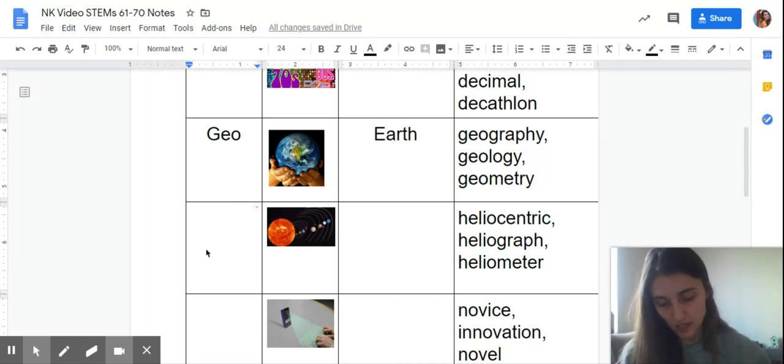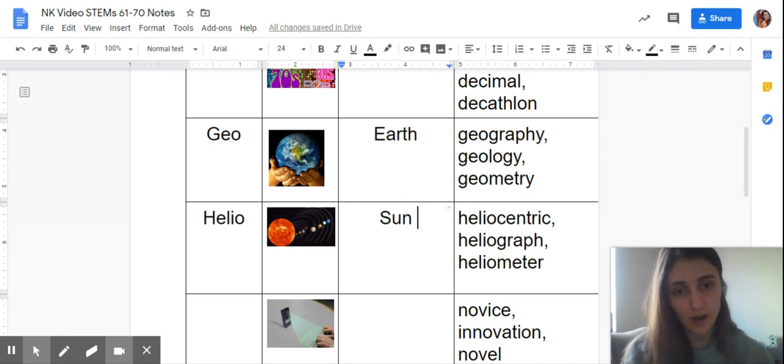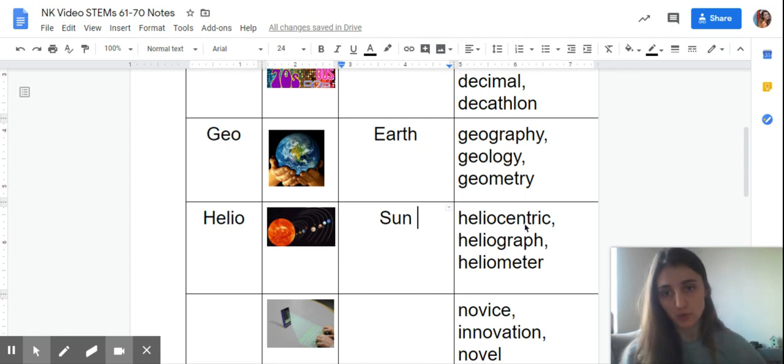Then we have helio. Helio means sun. Heliocentric, heliograph, and heliometer. So if you look at where this picture shows the sun and everything else is outside of it, all of the planets that you see in this picture circle around the sun. Heliocentric is an example of that. So helio is sun.